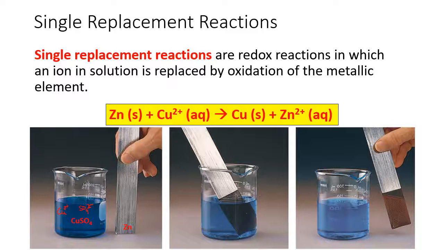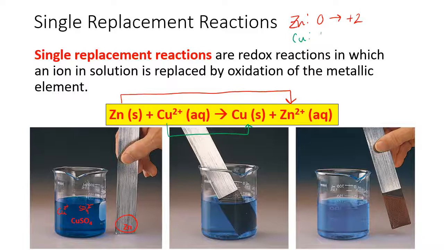We can imagine what would happen if we dipped some metal zinc into our copper 2 sulfate solution. The zinc will go from a 0 oxidation state up to a +2 oxidation state. Therefore, our zinc was oxidized, going from a 0 to a +2. Our copper will actually crash out on the surface and go from a +2 oxidation state in the solution down to a 0 oxidation state when it's elemental copper.